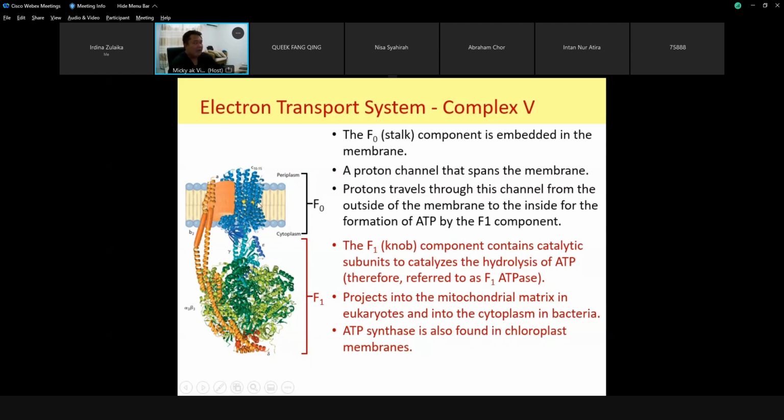Okay, and when you look at the complex 5 further, dia basically ada 3 main structure. One is the stalk that turns. You have the knob that does not turn, and you have the stator. So this stator is part of this knob. Jadi dia akan tahan, macam dia tahan supaya ini tak bergerak. Ini sentiasa bergerak. Ini tahan tak bergerak, ini tahan supaya dia tak bergerak. I will show you later.